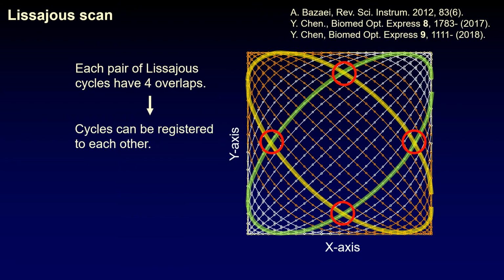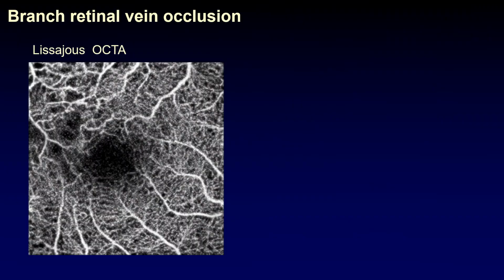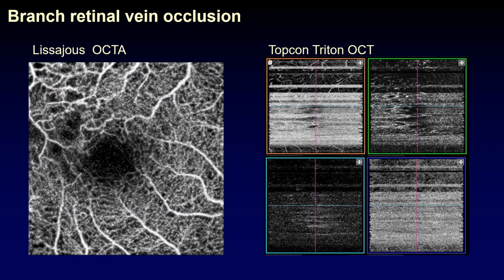These regions can be used as landmarks to co-register the segments. By this co-registration, we can perfectly and three-dimensionally cancel the eye motion. Thanks to the Lissajous scan, now we can have perfectly motion-free OCTA. Here is a case of BRVO. As you may see, fine vasculatures are revealed without motion artifacts. The same subject was scanned by a raster scan, but due to the severe eye motion, the OCTA was nearly unrecognizable. So, the motion-free Lissajous OCT is promising.